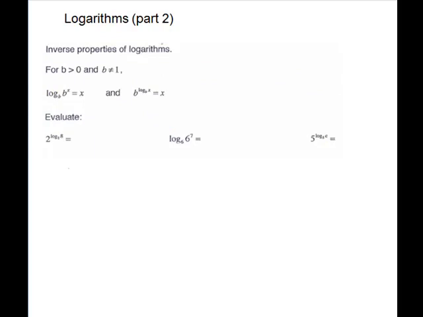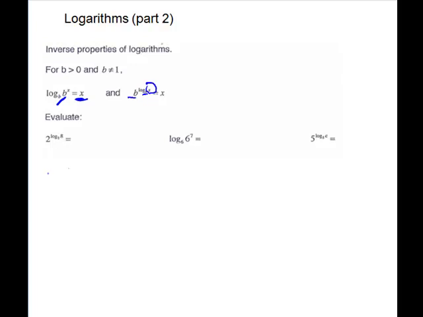Let's look at a couple more properties of logarithms. So for b greater than 0 and unequal to 1, when you take the log base b of b to a power, the answer is just going to be that power. So the log base b of b to some power is just going to be that power. These bases are the same, right? And if you take a base and you raise it to the logarithm of the same base, it will just be whatever you're taking the log of. So your bases match.